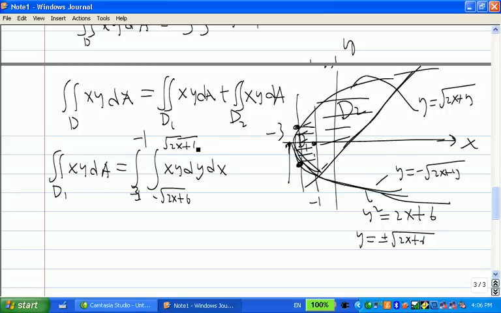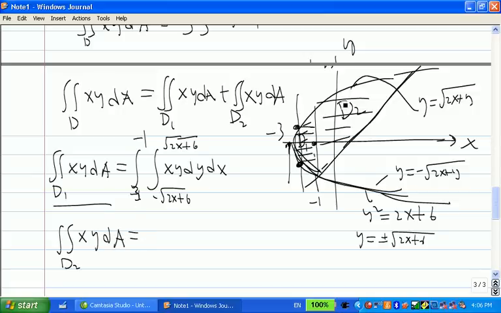Now you integrate that, and you will find the value of this double integral. I'm not going to do that. I just want to show you how we find those four limits for the double integral.